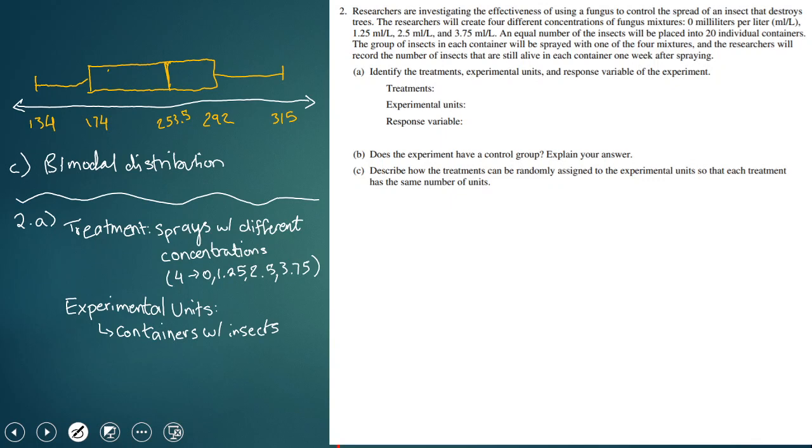What you're doing is you're spraying a container with different amounts of fungus mixtures, right? So in the most literal sense, you are doing something to a container, and thus the container becomes the experimental unit, not the insects directly. So this was definitely a challenging question to interpret for quite a lot of people, because a lot of them said insect, but I believe you'd only get partial marks for that in later questions. So maybe for this particular question, you still get full marks, but for later questions, you might be docked them because you used that. And then the response variable, which is what you're looking at, is the number of insects alive 1 week after spraying. So that's given to you directly in the question.